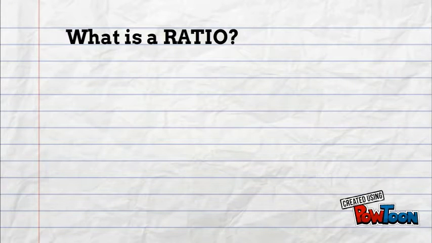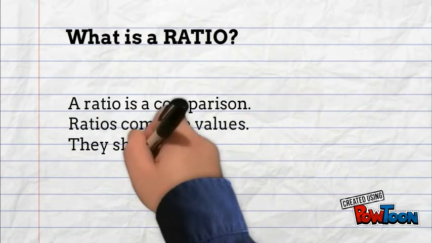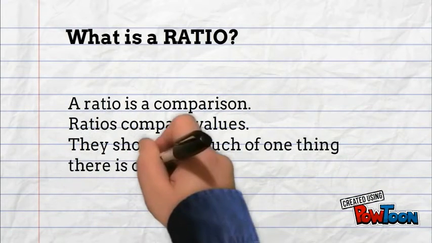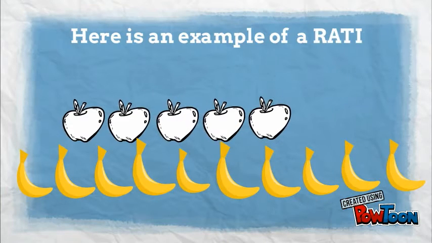What is a ratio? A ratio is a comparison. Ratios compare values. They show us how much of one thing there is compared to another. So write this info on your note sheet. Here is an example of a ratio.